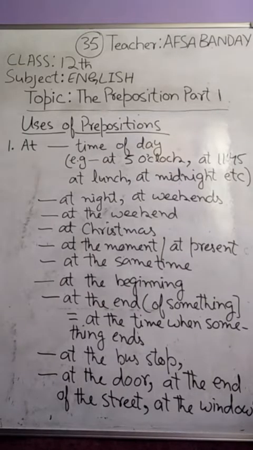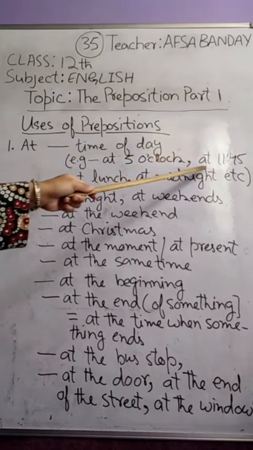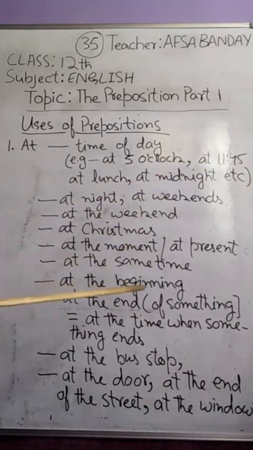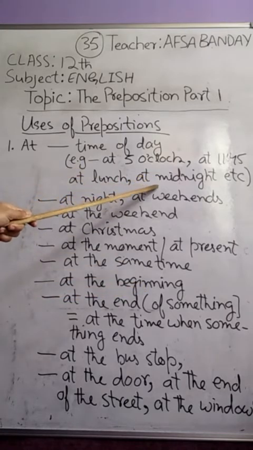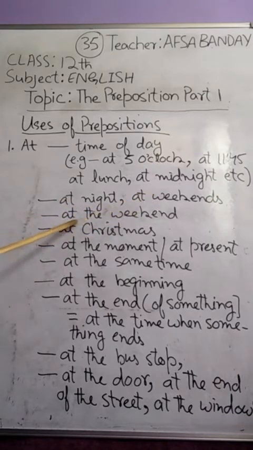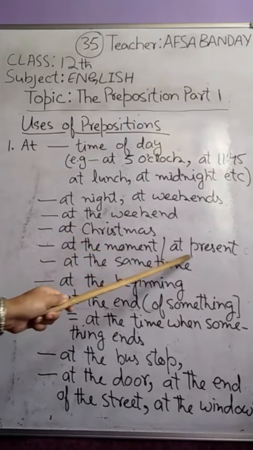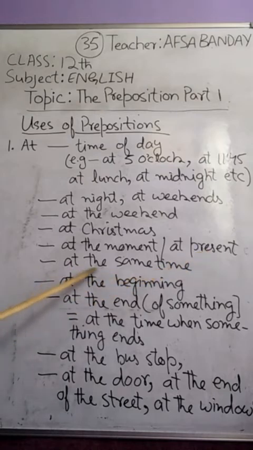Now we will discuss uses of different prepositions. First we will start with at. At is used to indicate the time of day. For example, at 5 o'clock, at 11:45 a.m., at 10 o'clock, at 9 a.m., at lunch, at midnight, etc. Similarly, we say at night, at weekends, at the weekend, at Christmas, at the moment, at present, what is the situation at present, at the same time, at the beginning, at the end of something. When we say at the end of something, it means the time when something ends.